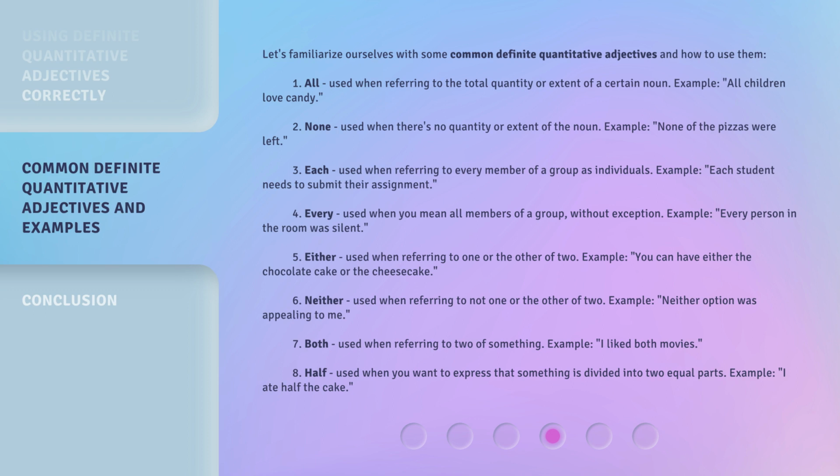6. Neither. Used when referring to not one or the other of two. Example, neither option was appealing to me. 7. Both. Used when referring to two of something. Example, I liked both movies. 8. Half. Used when you want to express that something is divided into 2 equal parts. Example, I ate half the cake.